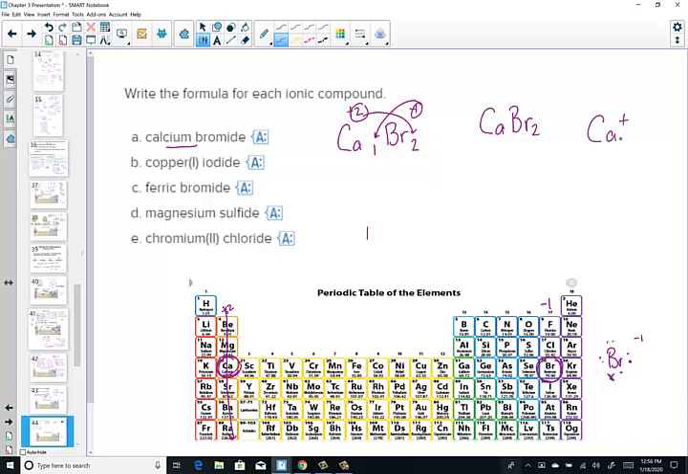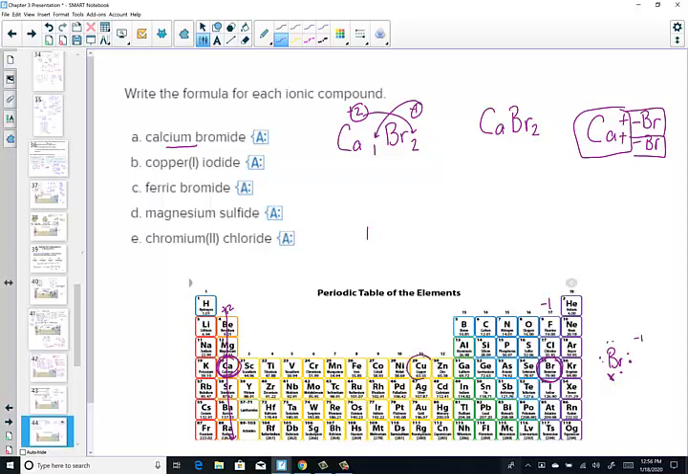Calcium carries a +2 charge. Bromide carries a -1 charge. I can see that for every 1 +2 calcium, I am going to require 2 units of a -1 bromide, CaBr2. How about copper 1 iodide?